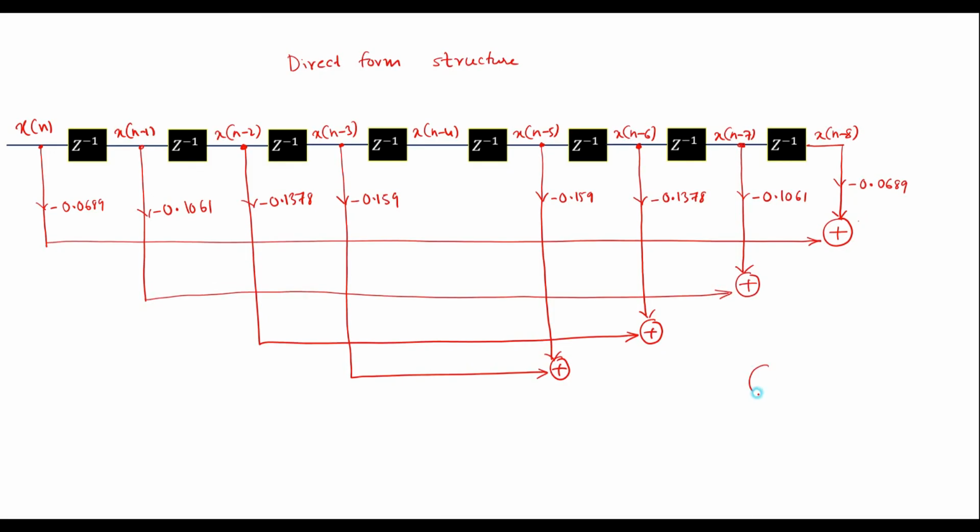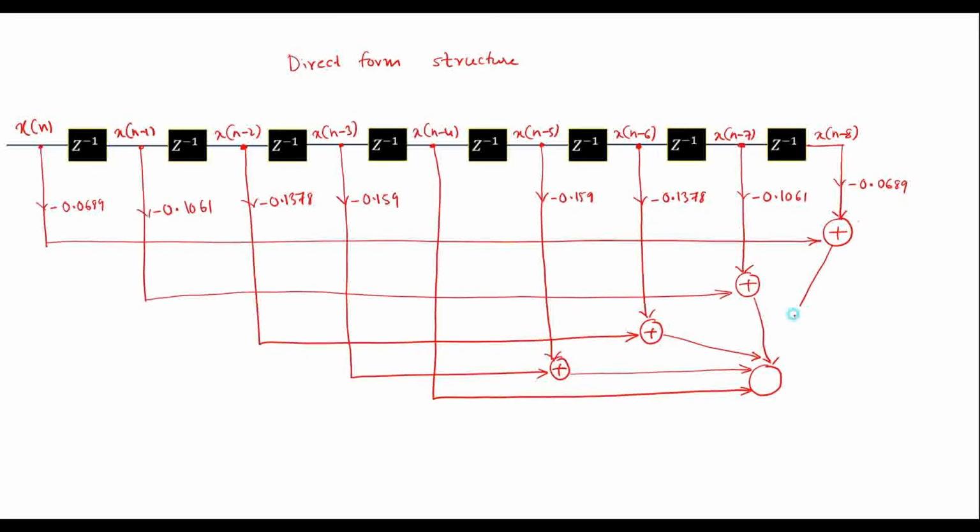So therefore now I can add all these inputs. Another input is x of n minus 4. This is connected here, and this is connected here. So this is final y of n. So this is the direct form structure for the given FIR filter.